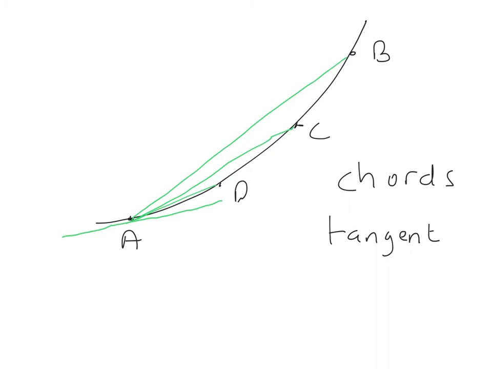These gradients, as B, C, D, E, F, G, H, etc., get closer and closer to the point A, the gradient of these lines will get closer and closer to the gradient of the tangent. So what we're trying to find out is the gradient of any point on the graph y equals x squared.